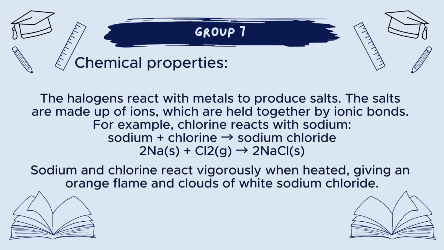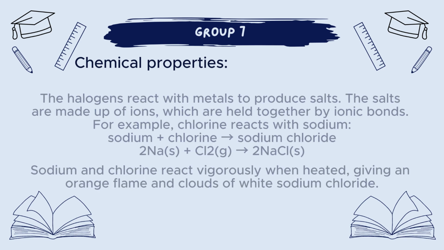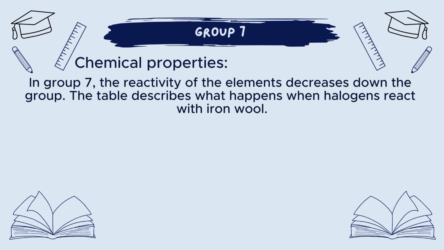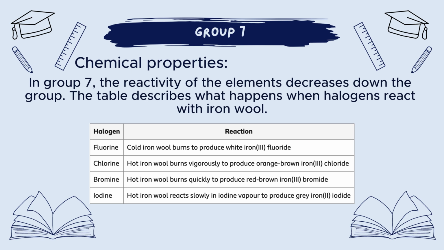The halogens react with metals to produce salts. The salts are made up of ions which are held together by ionic bonds. For example, chlorine reacts with sodium. Sodium and chlorine gives you sodium chloride. Sodium and chlorine react vigorously when heated, giving an orange flame and clouds of white sodium chloride. In Group 7, the reactivity of the elements decreases down the group. The table describes what happens when halogens react with iron wool.